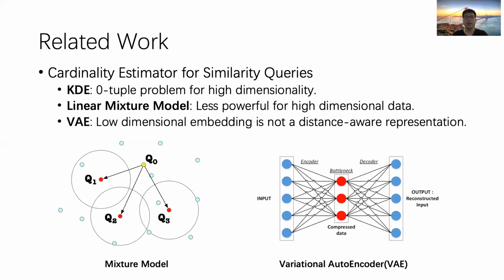The linear mixture model selects some centroids according to recent queries and builds a linear function with regard to distances. And it estimates the cardinality of a query according to the output of the linear functions. However, the linear function is less powerful in fitting high-dimensional data. And the variational autoencoder-based method is a state-of-the-art method. It performs very well for cardinality estimation if the training queries are enough. However, its accuracy drops a lot because the low-dimensional embedding the VAE produces is not a distance-aware representation.